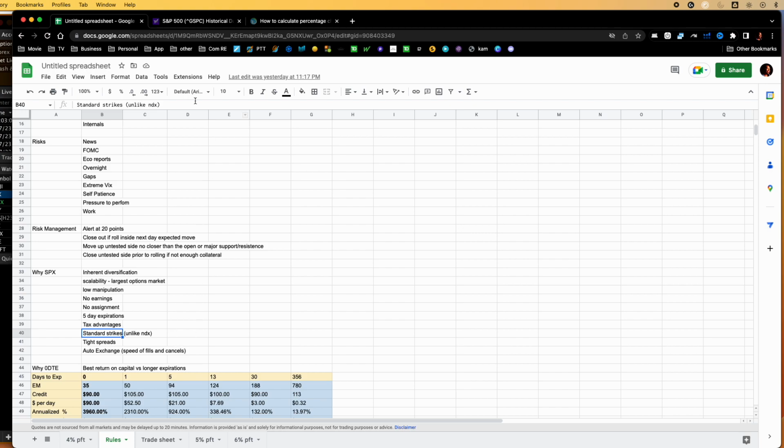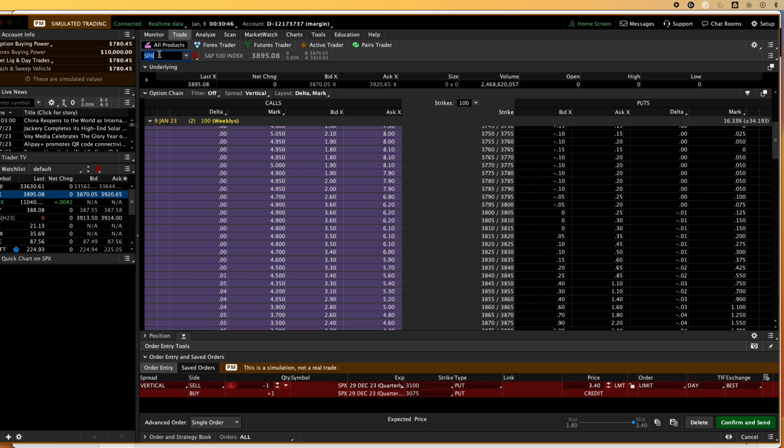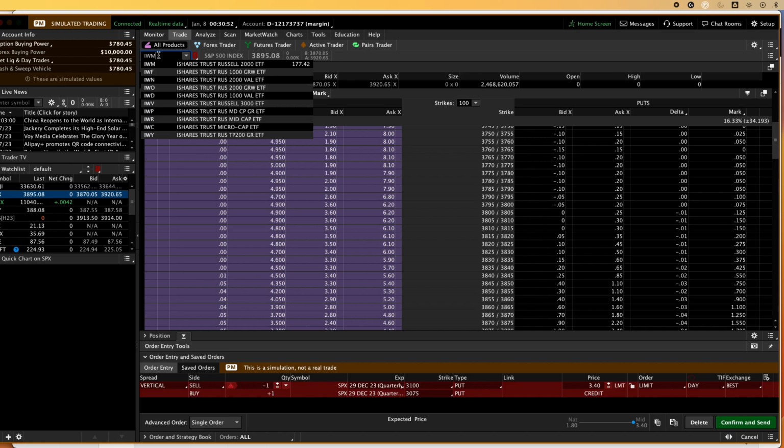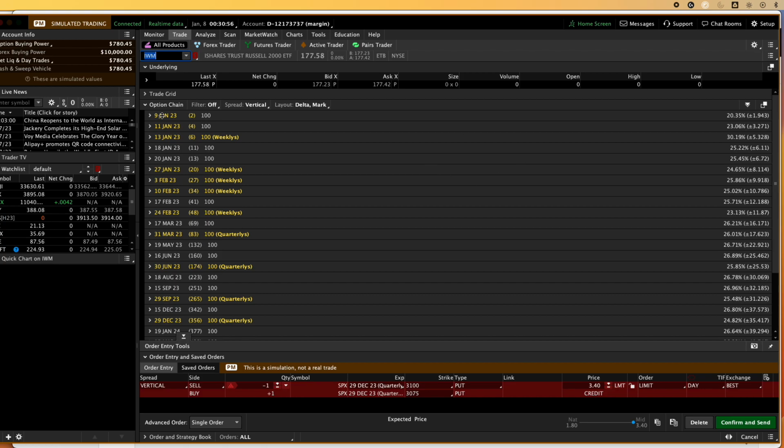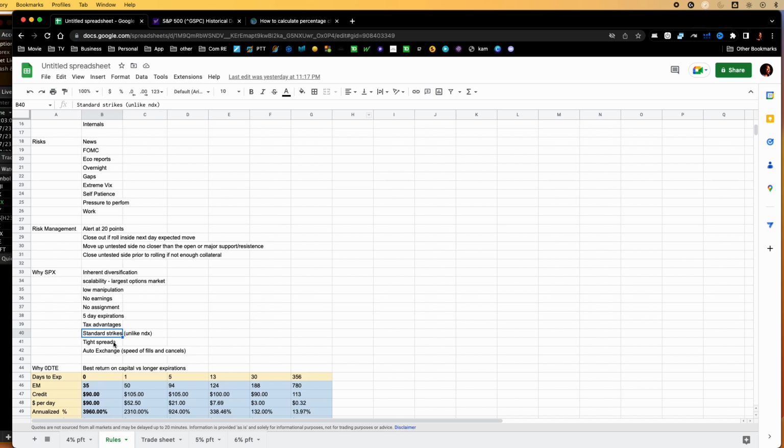The IWM, I haven't really traded the IWM. I might take a stab at it, but its strikes are 1 point apart. I don't know how wide its strikes go, and it also doesn't look like it has as many expirations. So the SPX still wins again anyway.